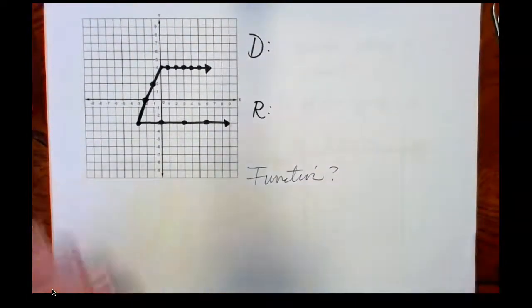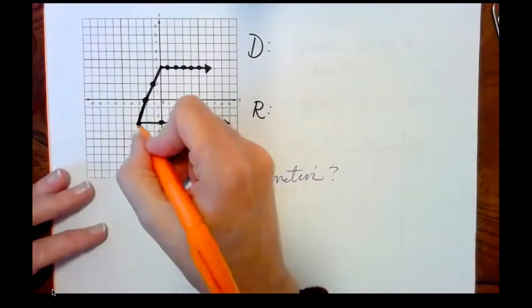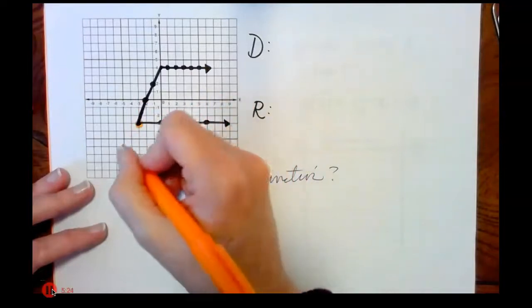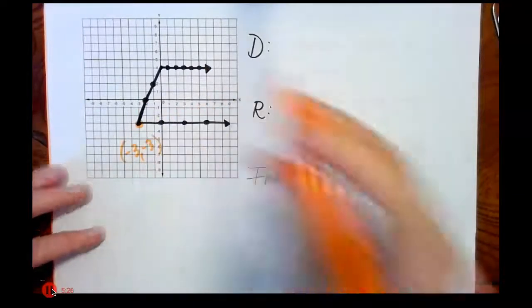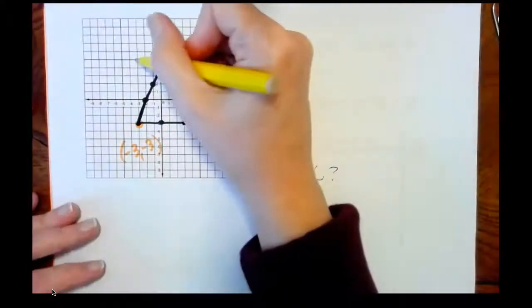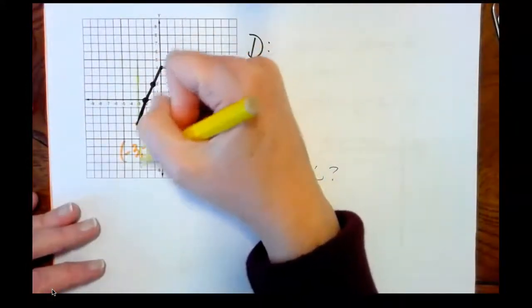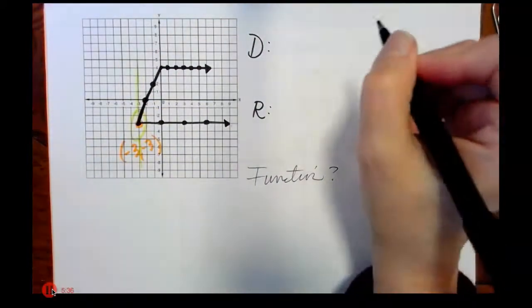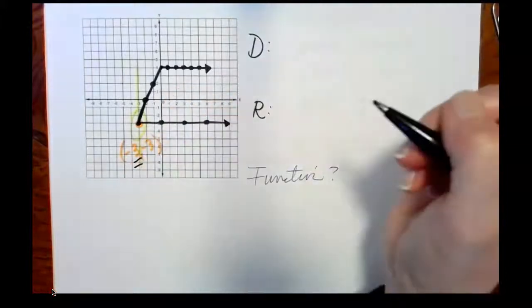So here's another graph to consider the domain and the range. So this one's an interesting looking graph. And let's first start by labeling this point right there. That is -3, -3. So if we were starting here on the left, that is the leftmost point. So our domain is going to start at -3.